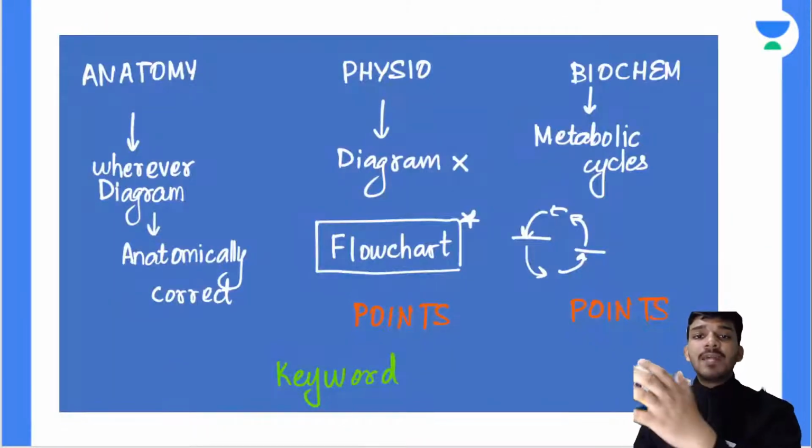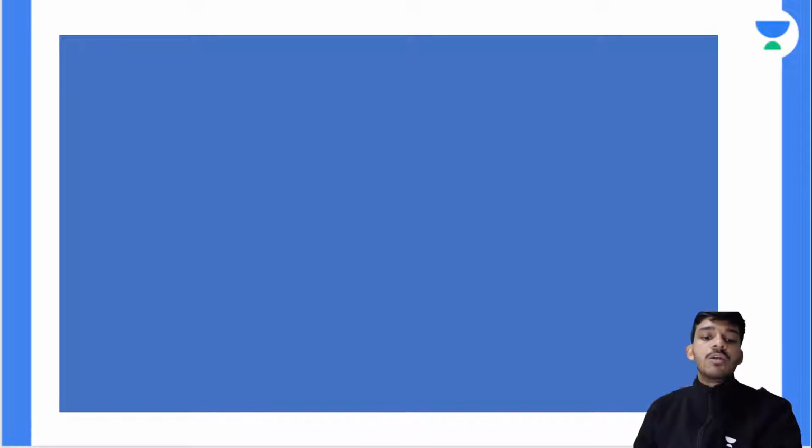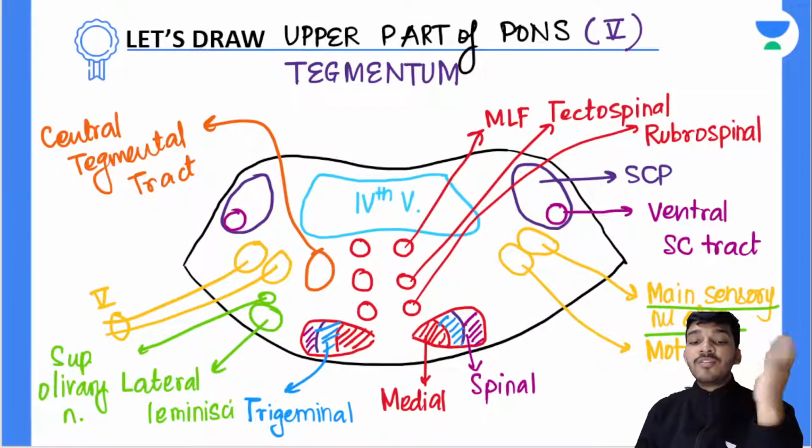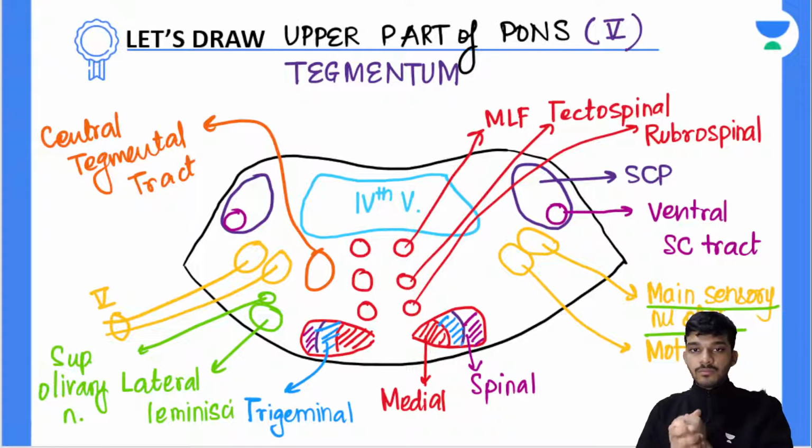So I'll probably take sometimes a separate section or session on how you can increase your marks in anatomy, physiology, and biochemistry. But this is the way to go about it as far as the 3 subjects are concerned. I hope I've made myself clear. No doubts? Okay. So hopefully, that should answer your queries.